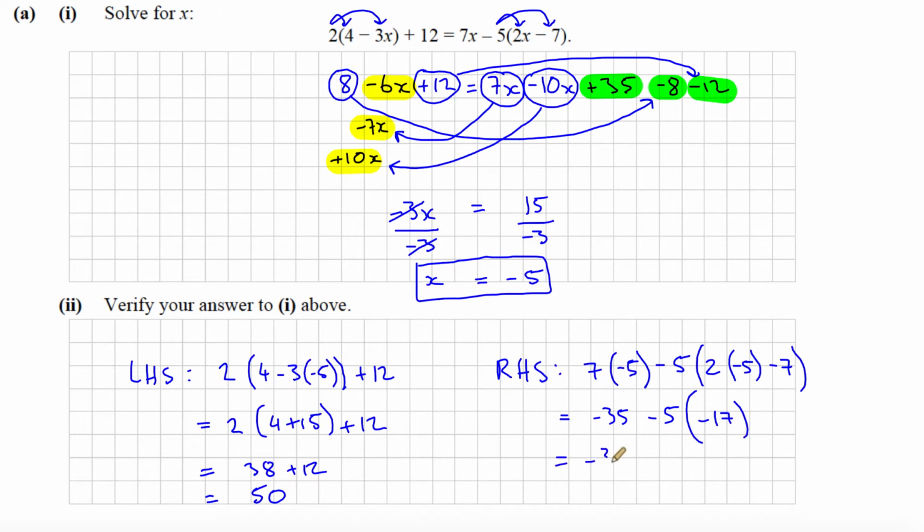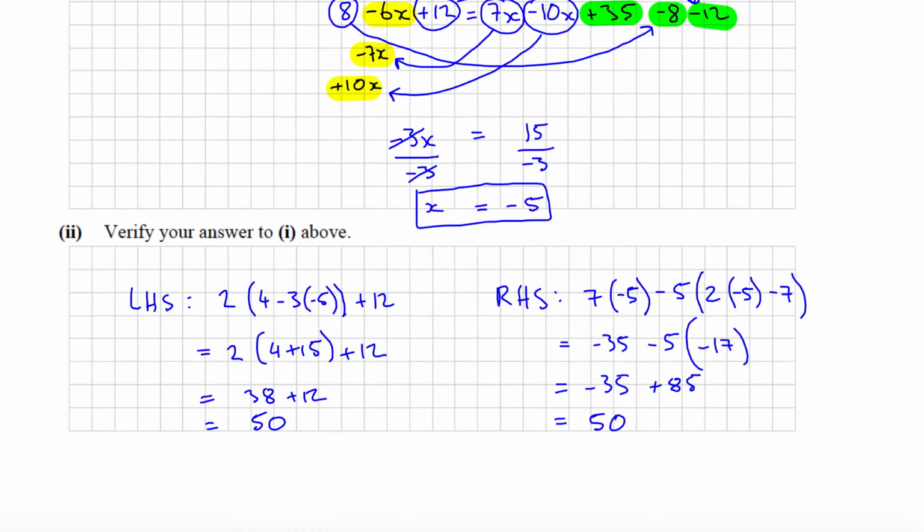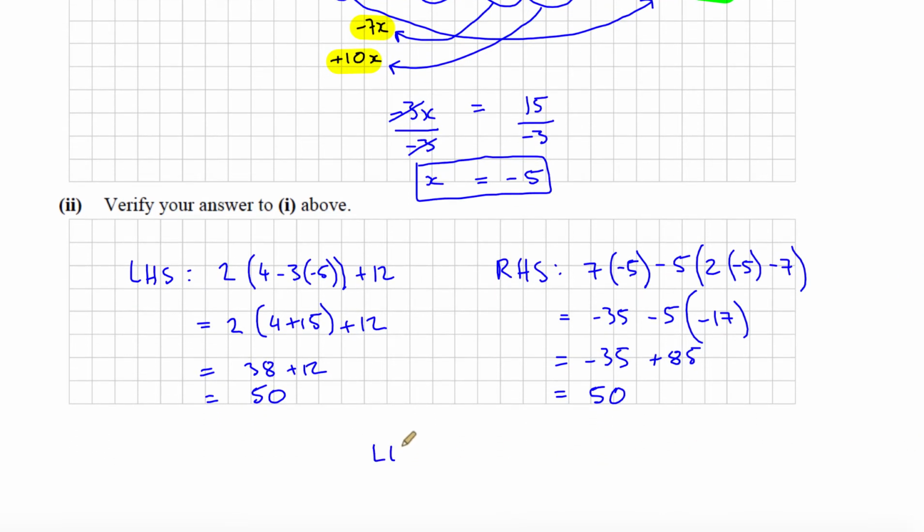So that gives minus 35. Minus 5 by minus 17 gives positive 85. And minus 35 plus 85 is 50. So you can say then left hand side is equal to the right hand side. You got 50 in both cases. So that's your answer verified.